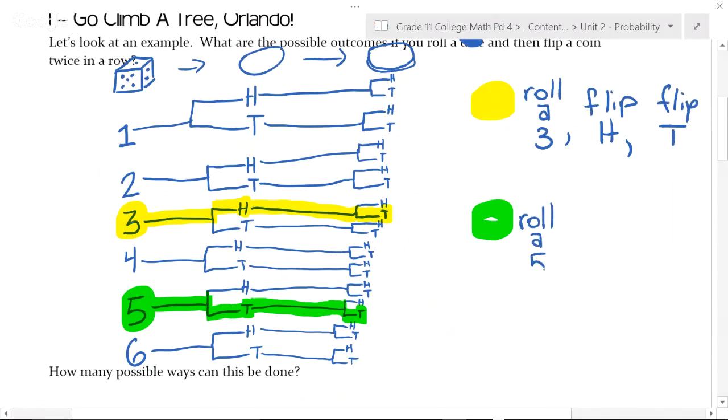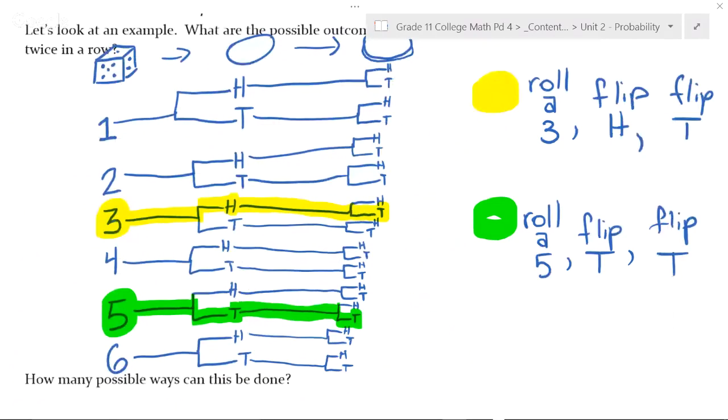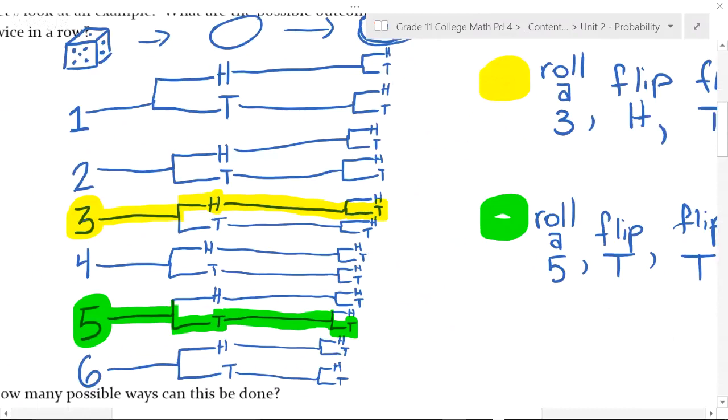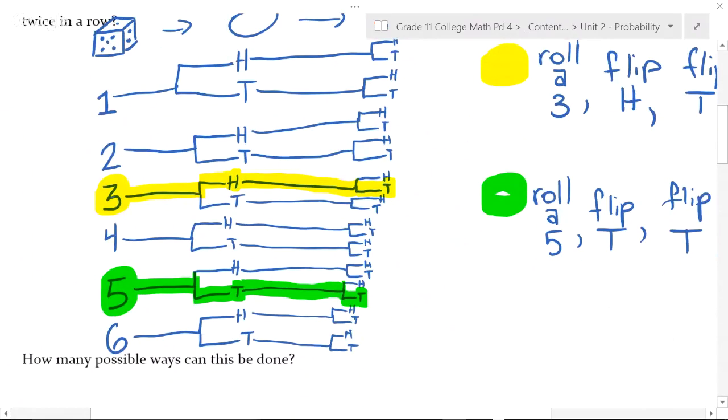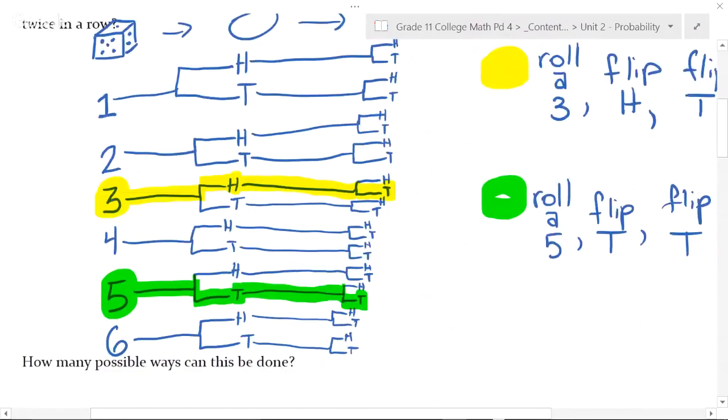So roll a 5, flip tails, and flip tails again. And here are all these outcomes. In theory, if the coin is fair and if the die is fair, all of these should be equally likely. So, roll a die, and then flip a coin, and then flip a coin.